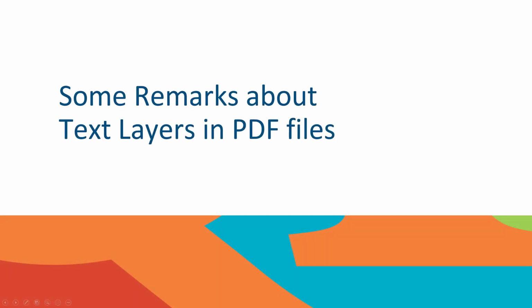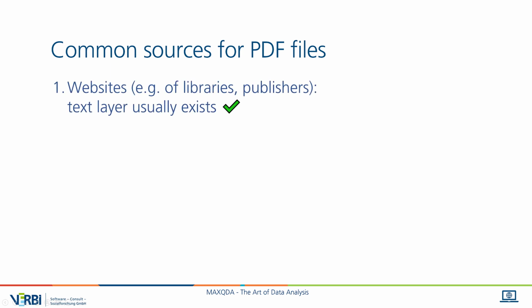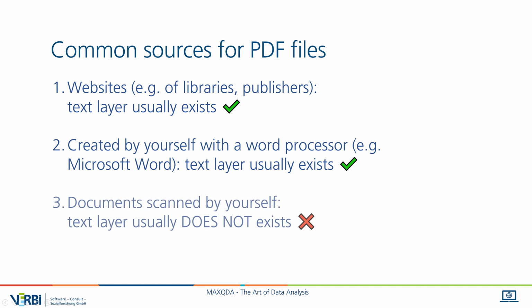Let us now briefly turn to the text layer in PDF files, as I mentioned earlier. PDF files are usually obtained from one of the following three sources. 1. By downloading them from an online website, for instance, a library. Here the text layer is usually already included. 2. A text layer is also usually automatically included when you create a PDF file yourself, for example, with Microsoft Word. 3. If you scan books or magazine articles yourself, there is usually no text layer automatically included.